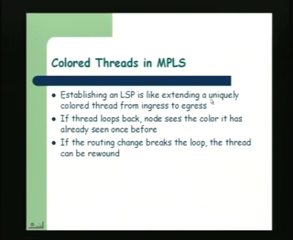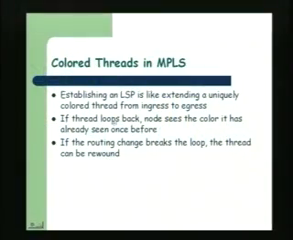A similar and in fact better and more powerful technique is what is called colored threads in MPLS. This is based on the premise that establishing a label switch path is like extending a uniquely colored thread from ingress to egress. This colored thread is basically one number. When a particular LSR passes a label distribution message, it attaches one particular number. The second LSR copies that number into its own label distribution message, and so on. When the message comes back to a particular node with the same color, the same number that it has earlier passed on, it concludes that the message has looped.